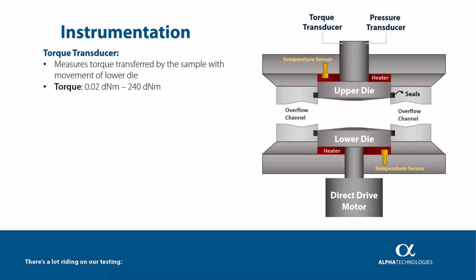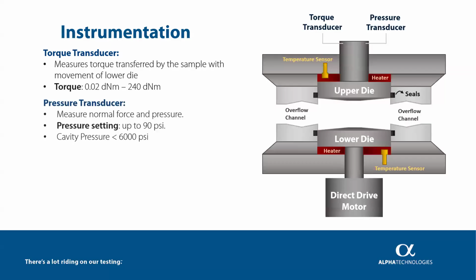So we'll start with the torque transducer. This component measures the torque generated by the sample as the lower die oscillates. The upper die is stationary and directly connected to the transducer. And the torque values range from 0.02 dNm to 240 dNm, which is why the RPA is considered a high torque rheometer necessary for testing raw elastomers and mixed compounds.